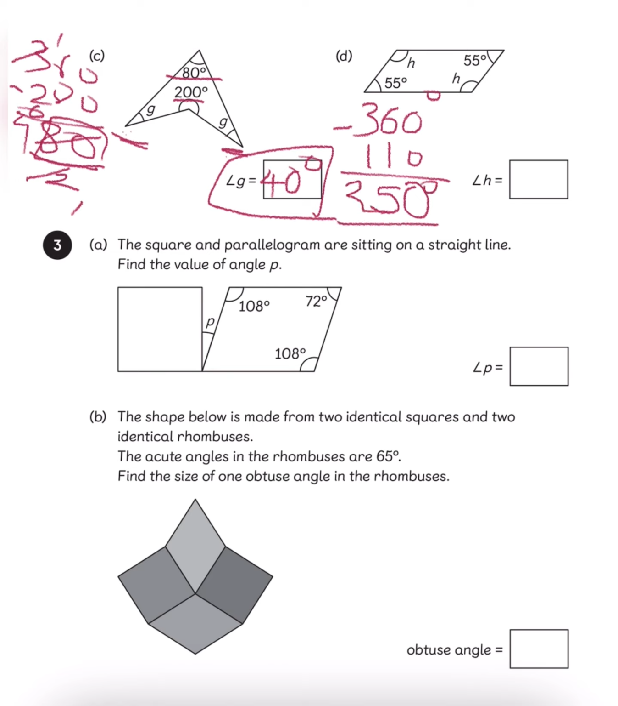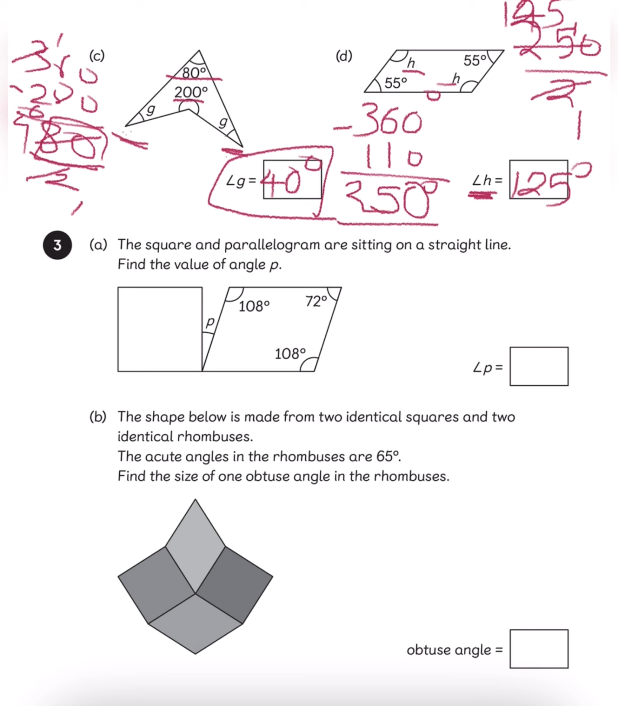But as we are seeing, for H there are two angles, and they are just asking for one angle, H's value. Therefore, I will take my 250 divided by 2. So 2 times 1 is 2, 2 times 2 is 4 and 1 carry over. So 2 times 5 is 10, right? Therefore my answer is 125 degrees.